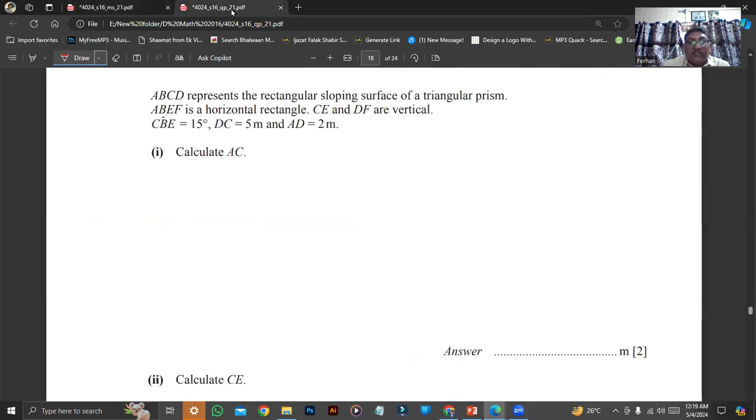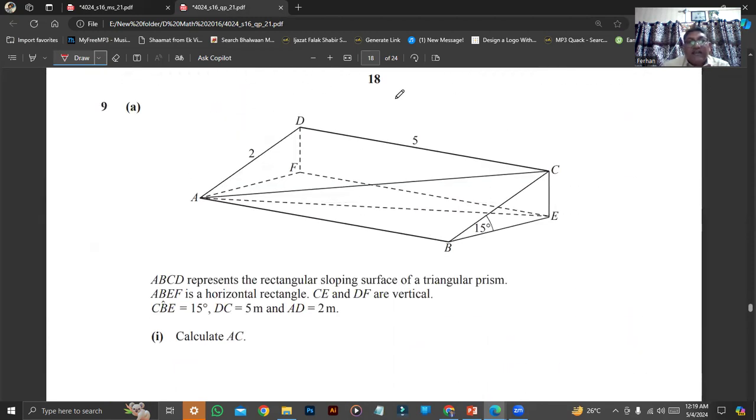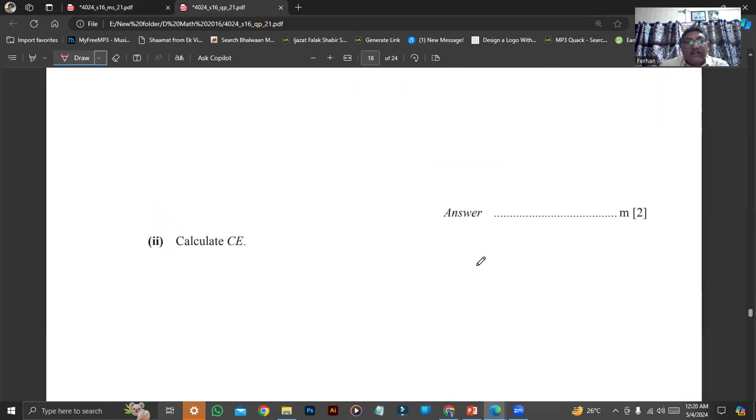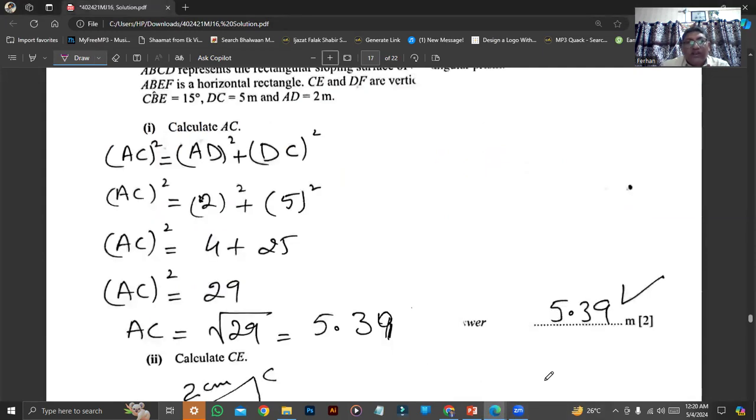Okay. The next question is to calculate CE. It's a 2 marks question. They want me to find out this CE. So I'll look at the triangle BCE. It's a right angle triangle. The BC value will be equal to the AD value, which is 2. So I will take out this right angle triangle BEC. The BC value is 2, which is the hypotenuse here. The angle at B is 15, the angle at E is 90. CE is the question. Very easy, I will use a trigonometric ratio to find this value.